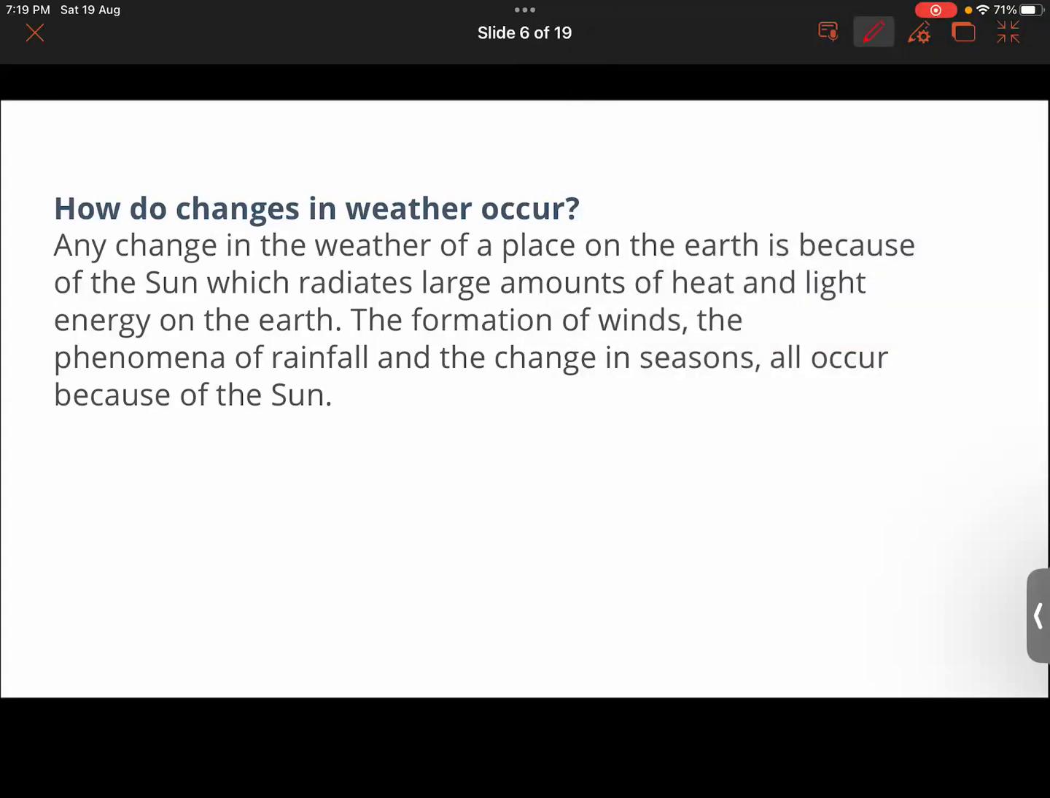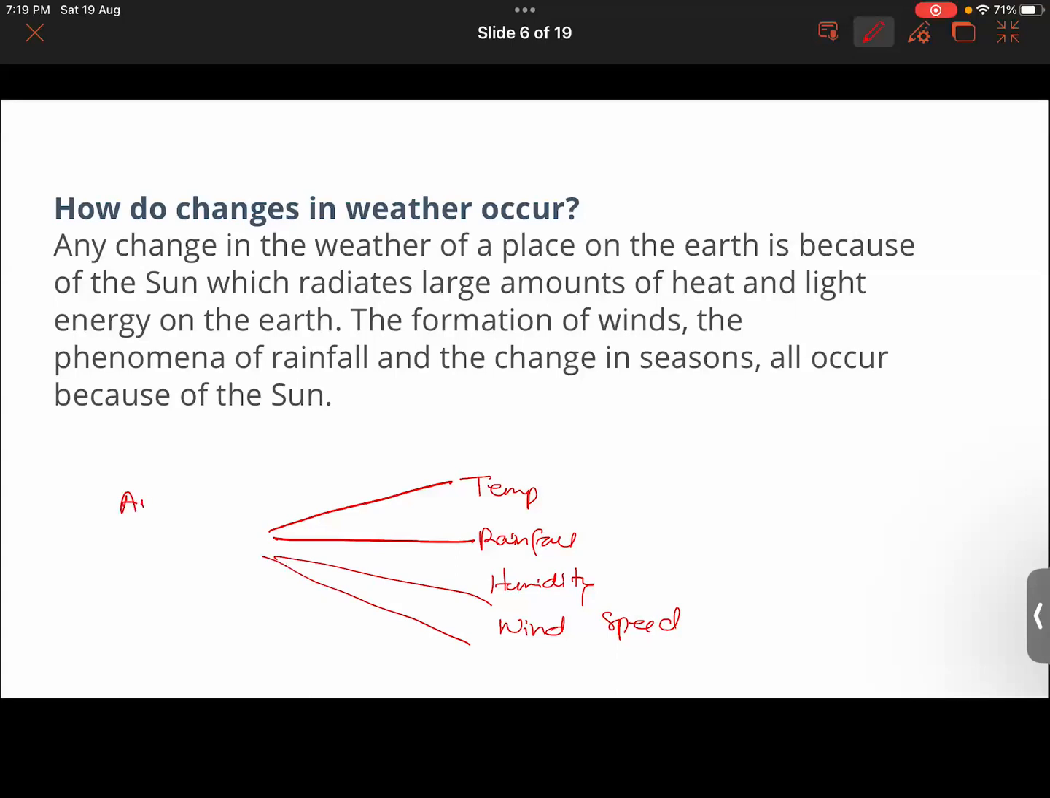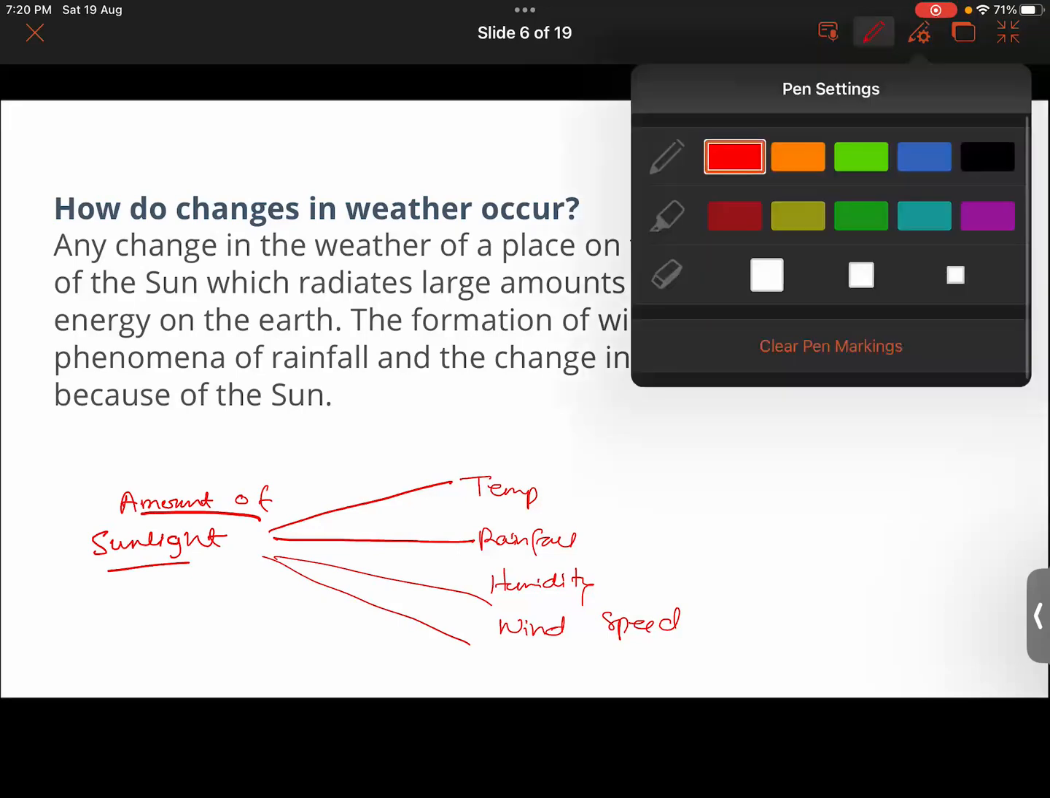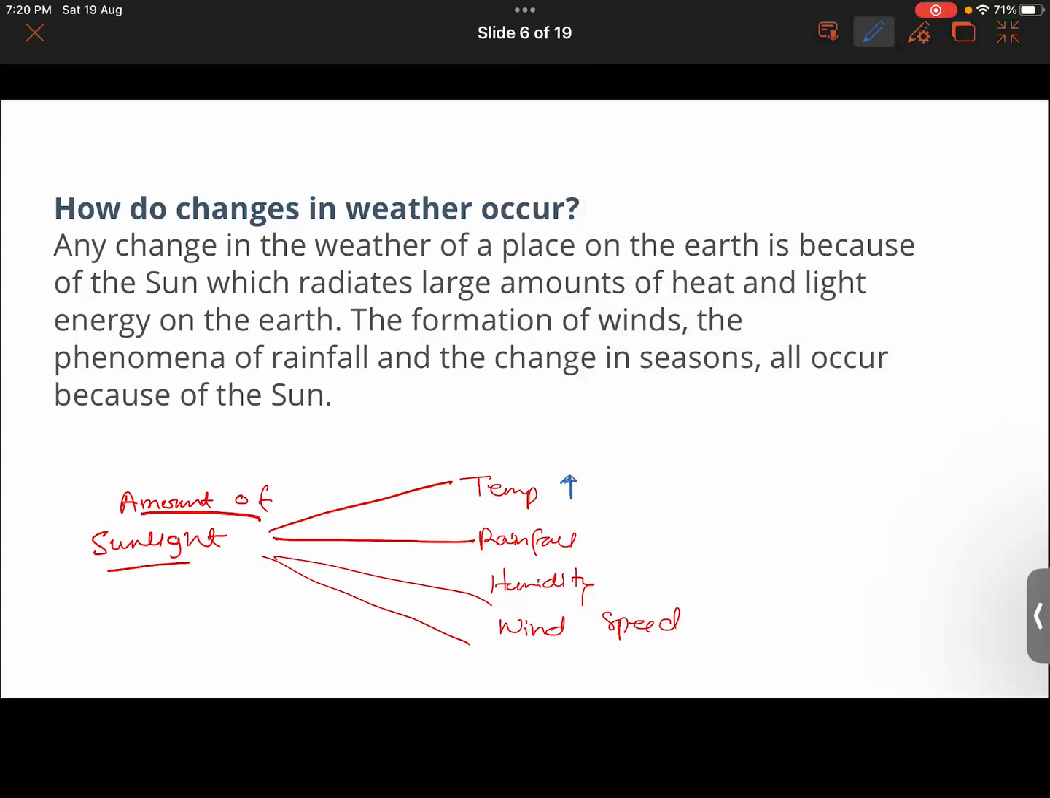Whether you talk about temperature, rainfall, humidity, or wind speed, aren't all of these connected to the amount of sunlight that reaches Earth? How is it so, guys? Let's say if the insolation received by the Earth is higher, it means the temperature will also increase. The amount of sunlight coming is higher, so temperature will increase, right?